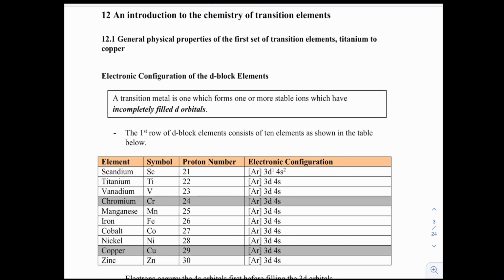Today we are going to look at the introductions to chemistry of transition elements. Alright, the first part is the general physical properties of the first set of transition elements, titanium to copper. Right, now let's look at the electronic configurations of the D block elements.